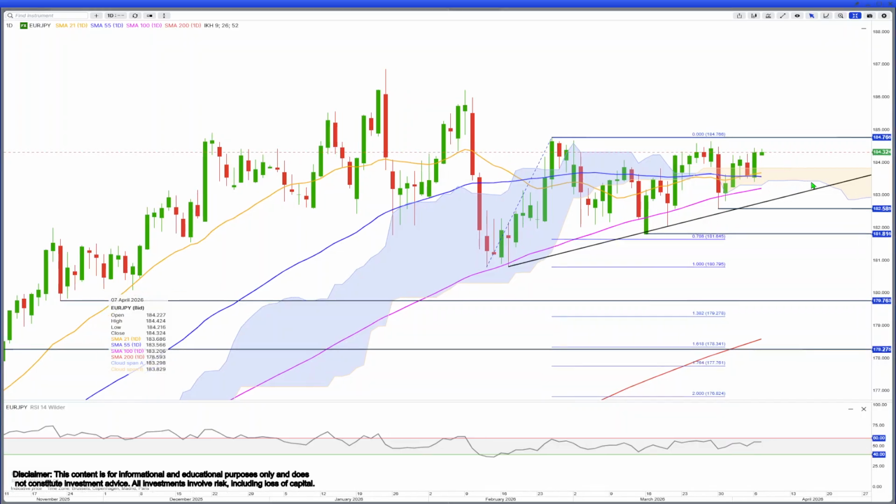If it starts breaking below the rising trend line, especially below 182.5 here, then it can turn around. Then it is a continuation pattern from this bearish trend here. So let's see, keep an eye on that one.